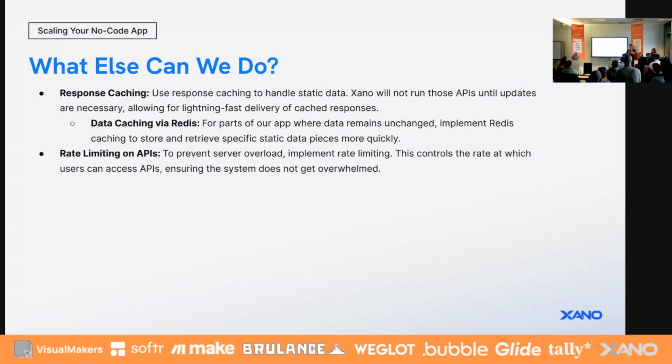And other things that we can do are implementing caching. This technique is particularly useful if you have data that is not changing very often. By caching these responses, our application can serve up that data almost instantly without having to repeatedly process the same request. Also, rate limiting on APIs is very crucial. It helps prevent server overload by controlling how often a user can make requests. This is going to be essential for maintaining system stability, especially during those peak traffic periods. And all of these strategies not only improve performance, but also enhance scalability and reliability of our application.